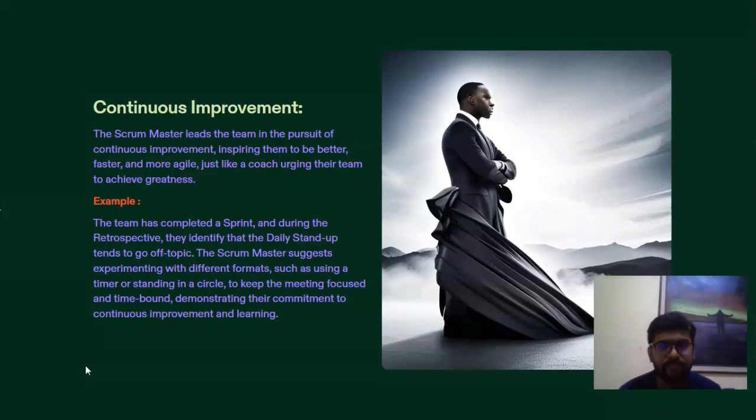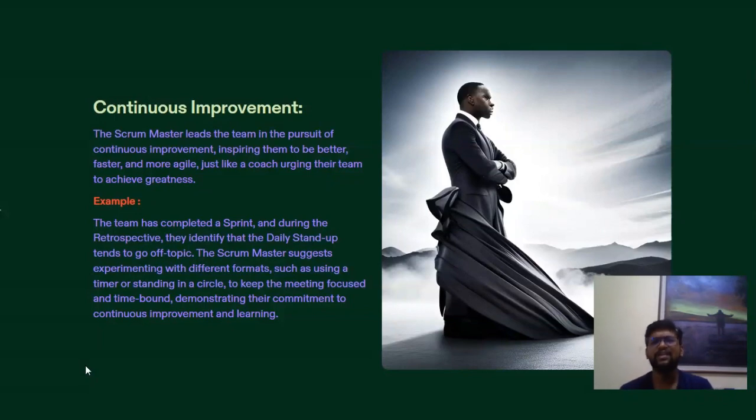For example, a team has completed a sprint and during the retrospective they identify that the daily stand-up tends to go off topic. In the retrospective call, the team has come up with the example that daily stand-ups are going off topic. The Scrum Master needs to suggest some methods in that case, such as keeping a timer and standing in a circle, to keep the meeting focused and time bound, demonstrating their commitment to continuous improvement and learning. So that is one example of continuous improvement.